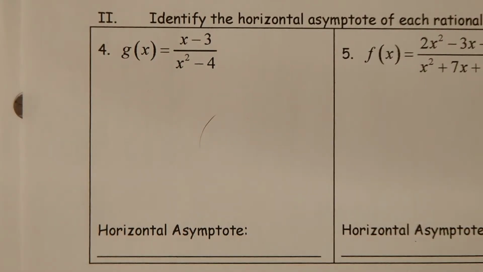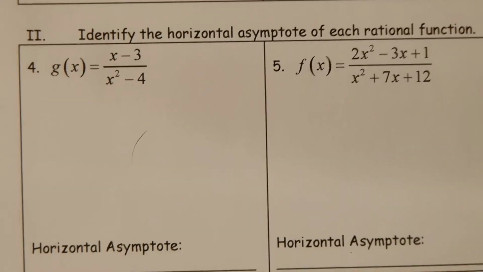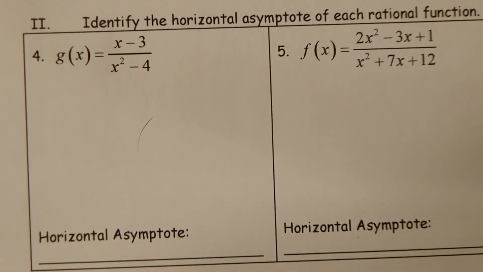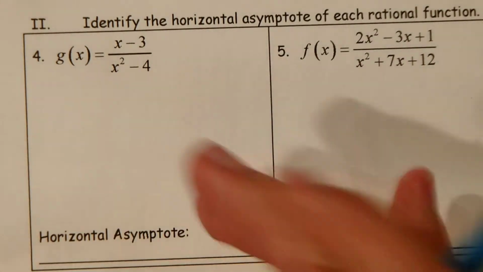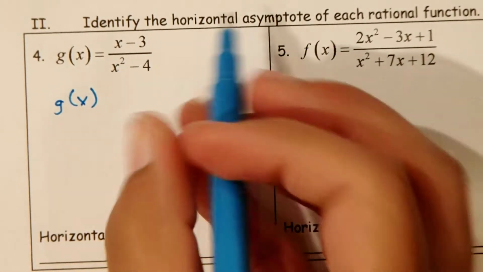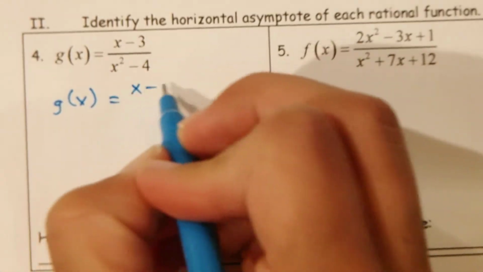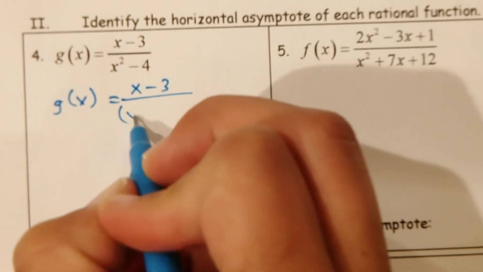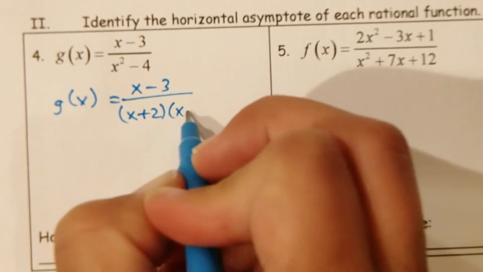Identify the horizontal asymptote of each rational function. Number 4, g of x equals x minus 3 over x squared minus 4. First of all, we need to factor where we can. So if you look in the denominator, we can factor that out. This is a difference of two squares. So we'll have x minus 3 over x plus 2, x minus 2.